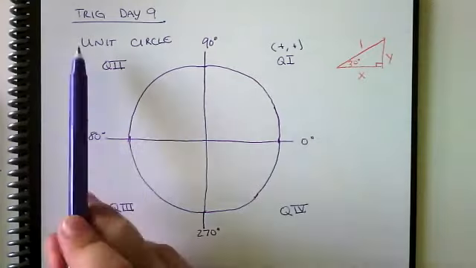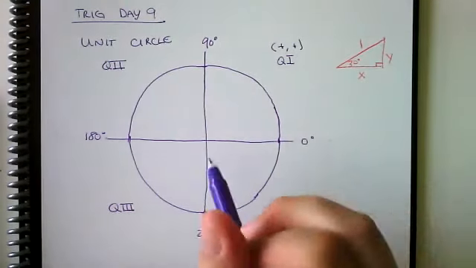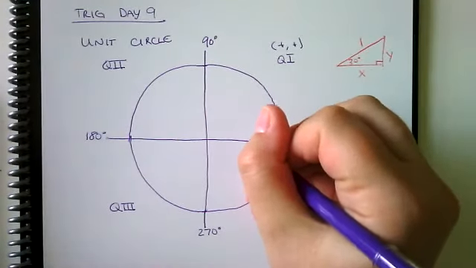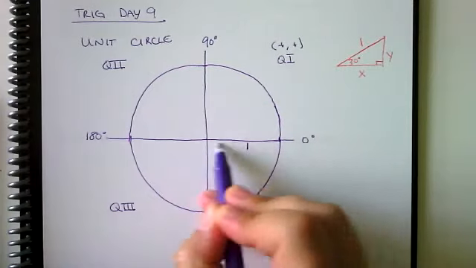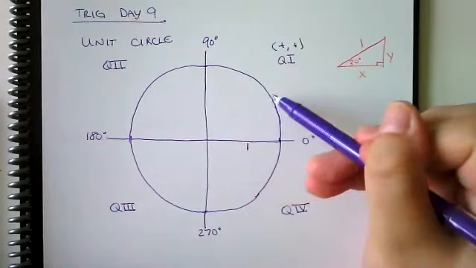What unit means is 1, right? A unit is 1 of something. So the unit circle is a circle that is measured. It has a radius of 1. So this right here is 1. This right here is 1. The distance is always 1.